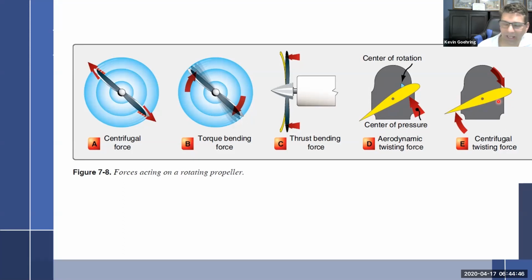Because the blade angle is relative to the rotation, it would be zero blade angle. So centrifugal brings it into that zero blade angle. These forces, A, B, and C, absolutely, they're out there taking place. You've got the centrifugal wanting to rip the blades out of the hub. You have the torque bending force that wants to make them lag. And you got the thrust bending force, which is going to bring it forward a little bit.